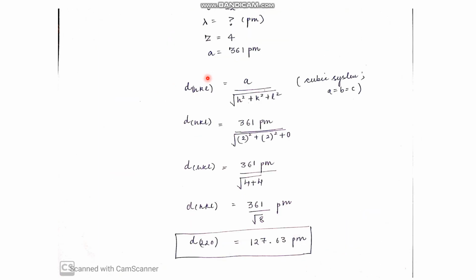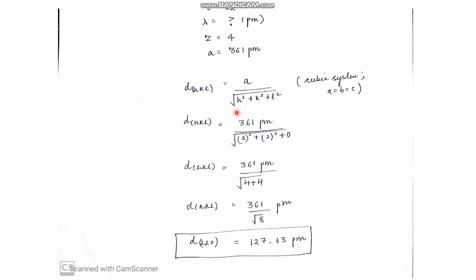And for cubic crystals, the interplanar distance is represented by this particular formula. For cubic systems, I'm repeating, for cubic systems where your edge lengths in the x direction, y direction, and z direction are equal, that is a, b, c are equal, in that case we can use this particular formula, that is d hkl equals a divided by under root h square plus k square plus l square. And all of these values are given in the question. a is already given and the hkl values are already given to us.